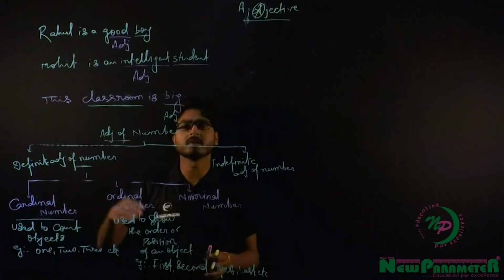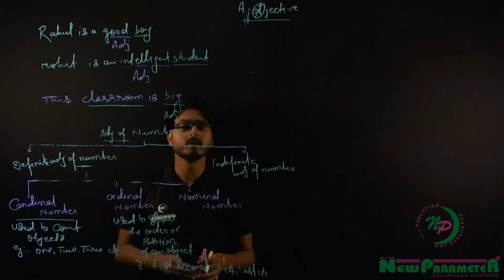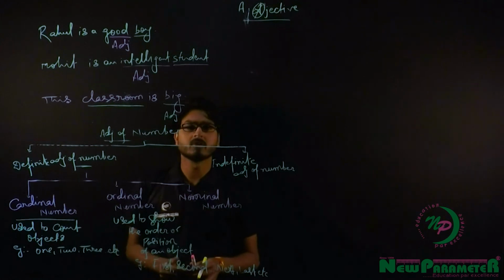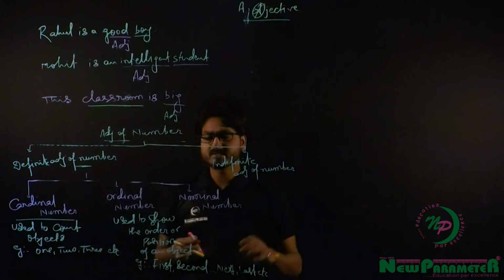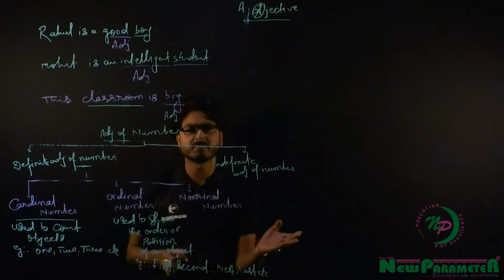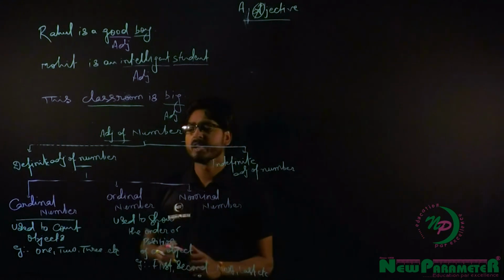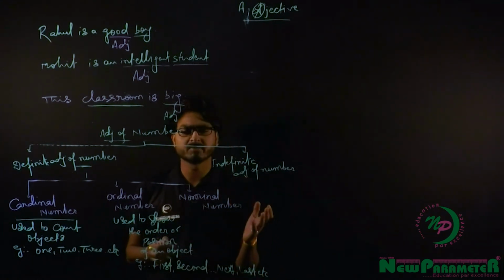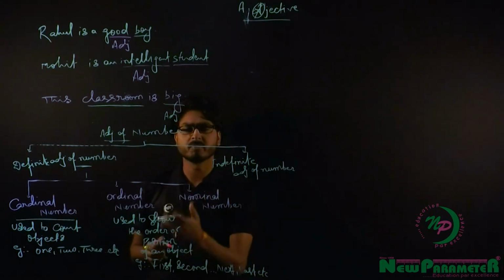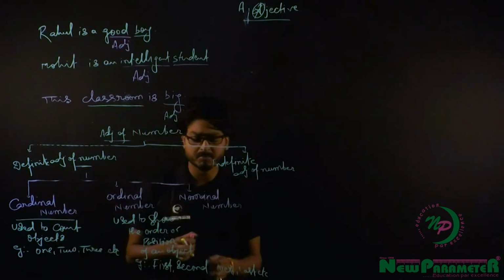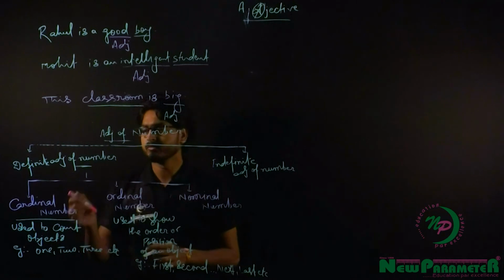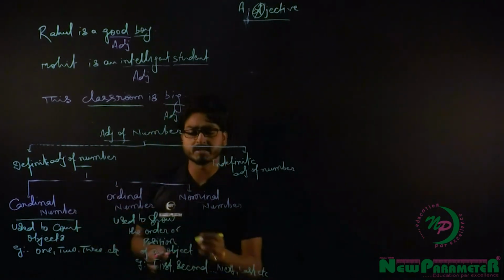This is used for counting objects, and this is used for denoting or showing the order or sequence or position of a noun or pronoun or anything. Then what about nominal number? See, this is not exactly very important for your examination, but for knowledge purposes, I'm just trying to tell you what a nominal number is. But cardinal and ordinal numbers are very, very important. I'll tell you how and which type of questions are generally asked.